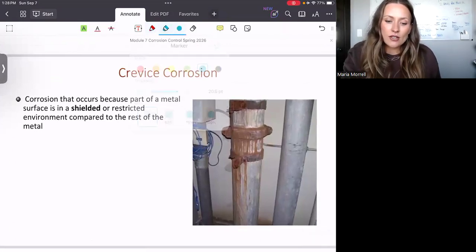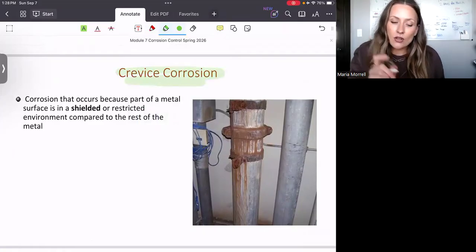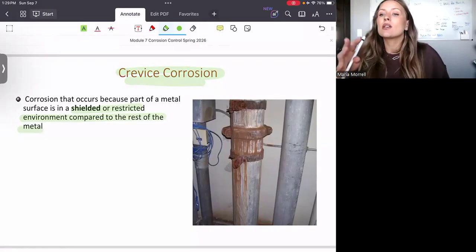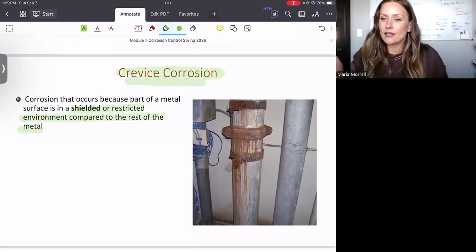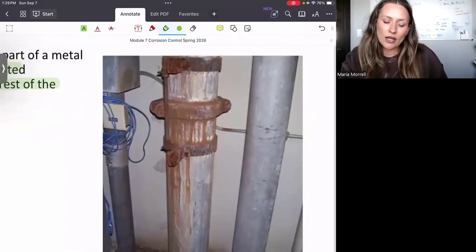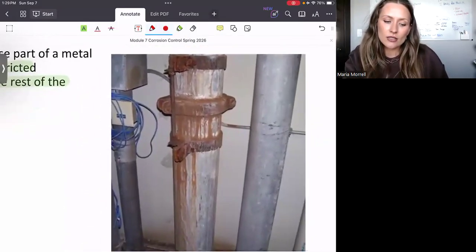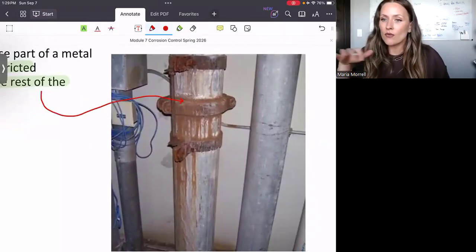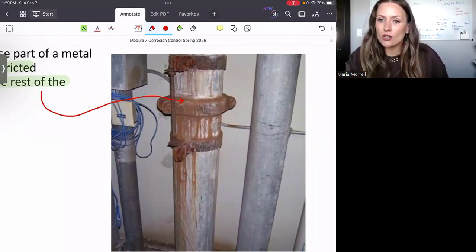Next one is the crevice corrosion, right? What we remember about the crevice, you basically need a crevice, right? So this corrosion occurs because part of the metal is in a shielded or restricted environment compared to the rest of the metal. I'm giving here the example where you have these gaskets, right? I've chosen this example and you can clearly see that the crevice corrosion is happening in here, because you have some of the metal that is shielded. So you're basically looking at the oxygen concentration cell.